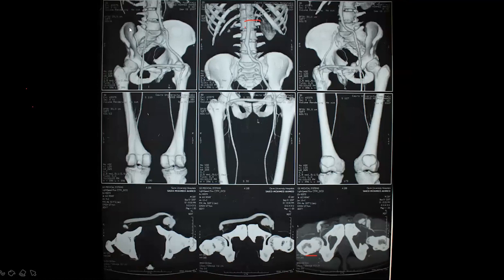How about this one? This is a reconstructed CT. And here we can see the femoral bypass. Point to it. You can just point to it. Go on with the other image. This is maybe an oblique one. Go on with the image to your right hand side.